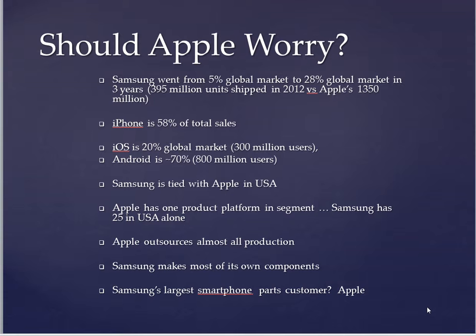Samsung manufactures almost all of its components itself, which gives it some advantage both in cost and in delivery time, whereas Apple is forced to rely on outsourced production. And interestingly, one of Samsung's largest customers, perhaps not the largest, but certainly one of the largest, happens to be Apple. So we have an interesting situation here that I propose we explore in class tomorrow.